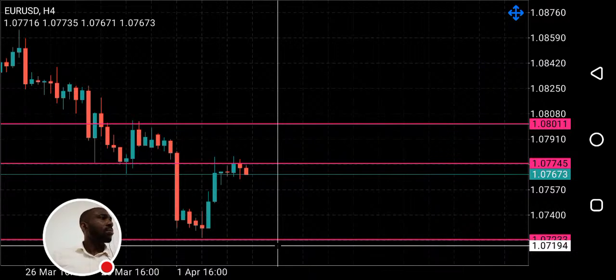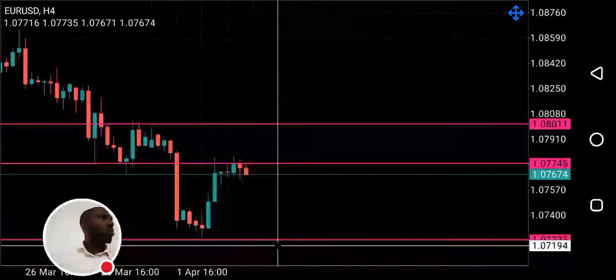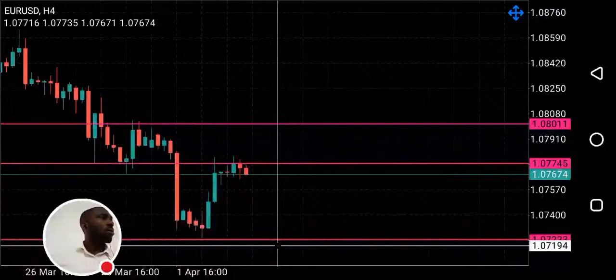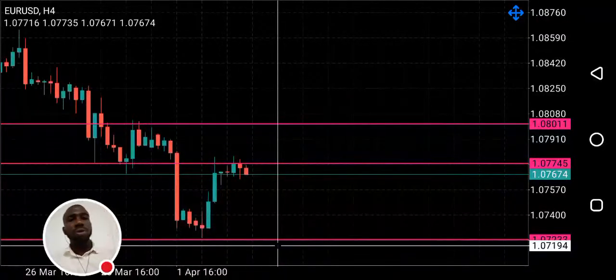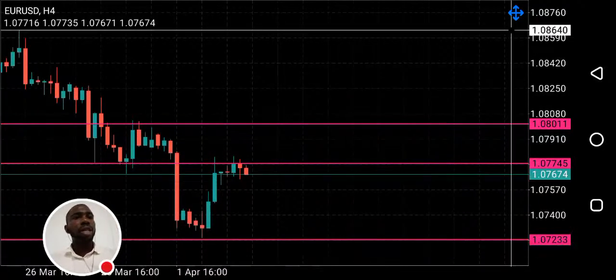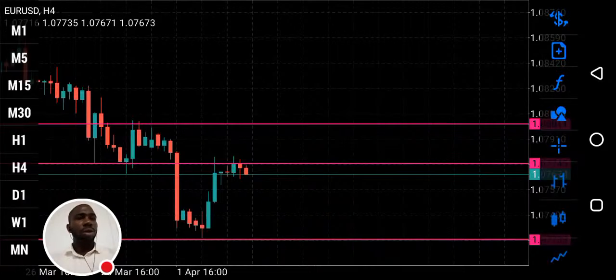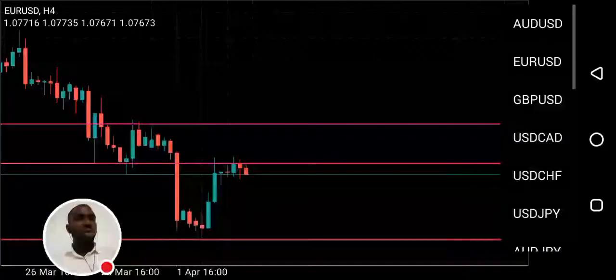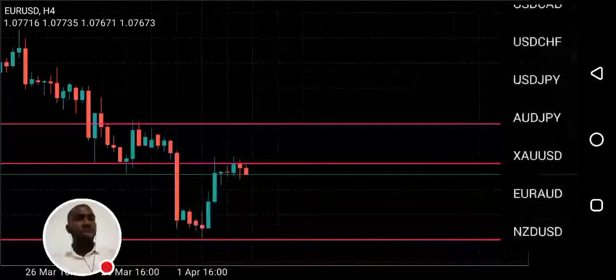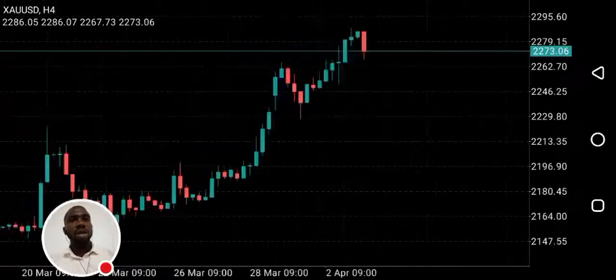Is that clear? Okay, so EU is bearish. Let's move to the next page. Someone said we should look at gold. Okay, let's look at gold. Gold should be bearish. I expect gold to be bearish today. Let's look at gold. Okay, good.